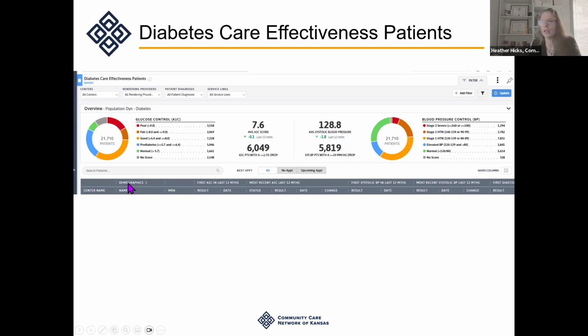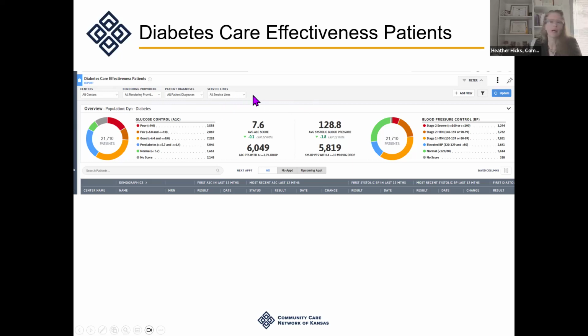Continuing on from what we were seeing before, we've got the demographics, first A1C, most recent A1C, et cetera. This is the whole network, so this is a huge number of patients, but it'll be your diabetic patients. And this does look back a little bit further. It looks back like 5 years for a foot exam, 5 years for an eye exam.